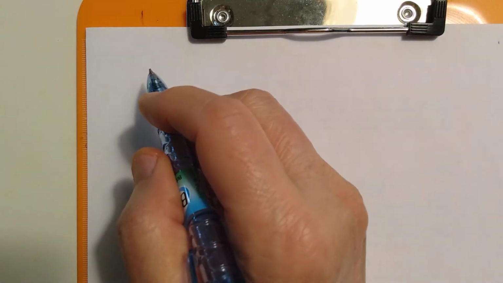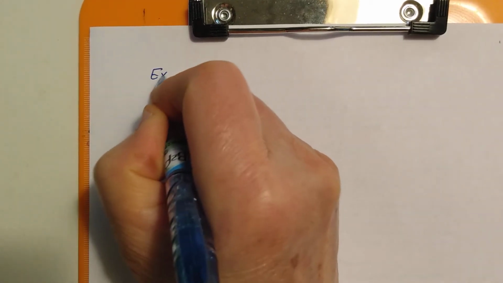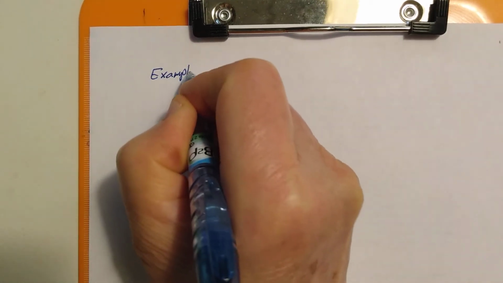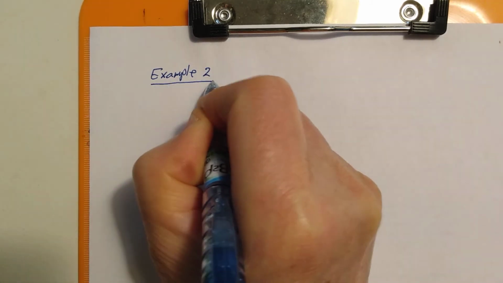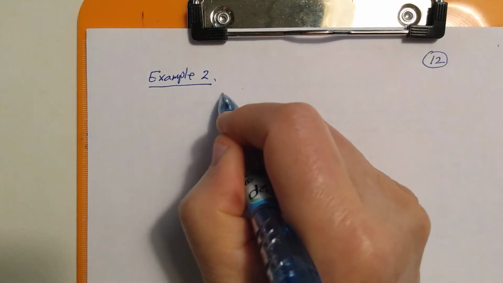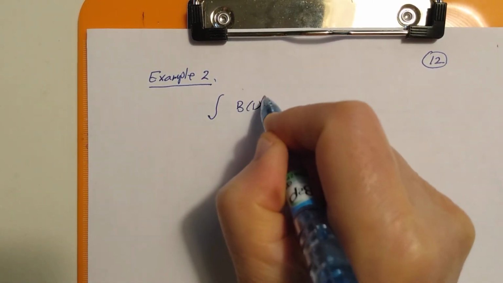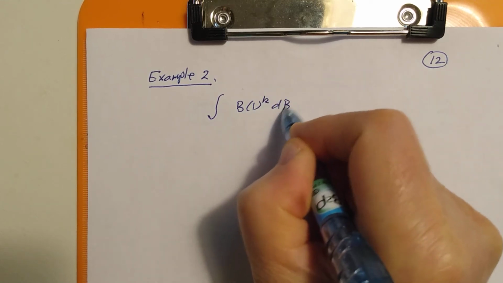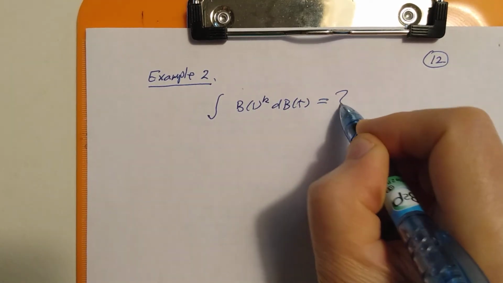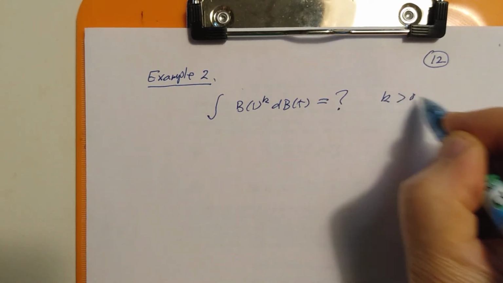Okay, so let's continue to do some more examples. This is Example 2, page 12. The integral of B_1 to the power k dB_s equals what? And k is a positive integer.